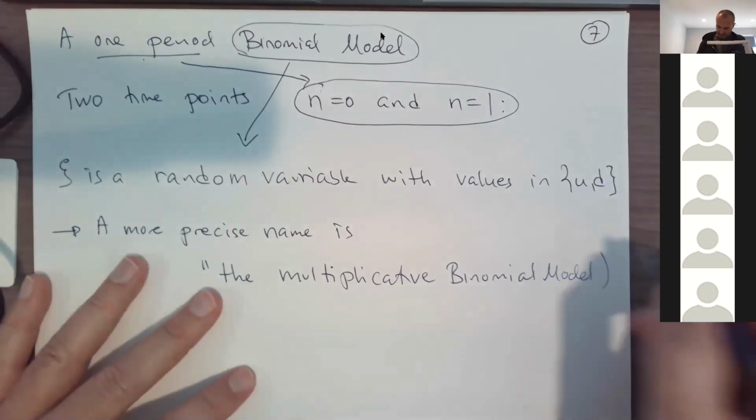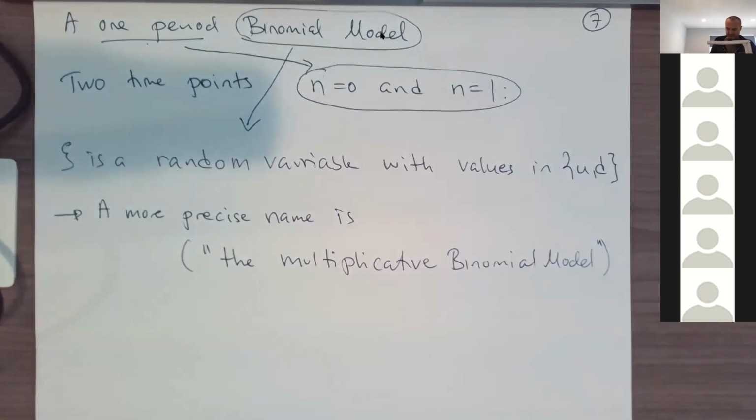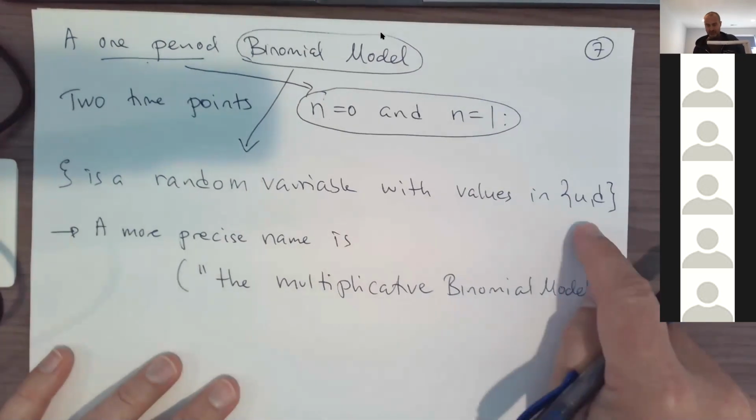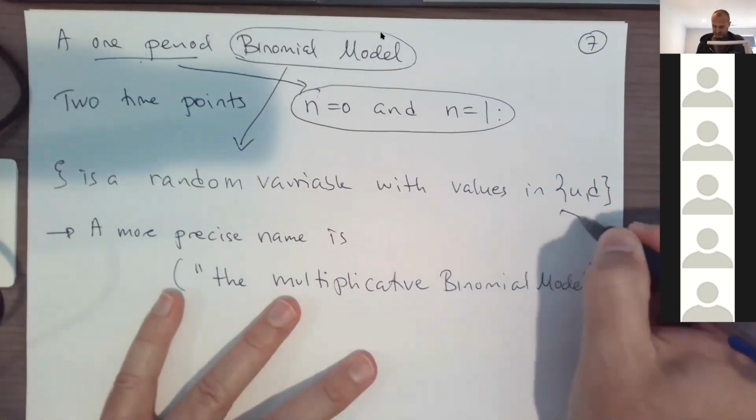And so why is it called multiplicative? It's called binomial because there are two values. There are two values here.